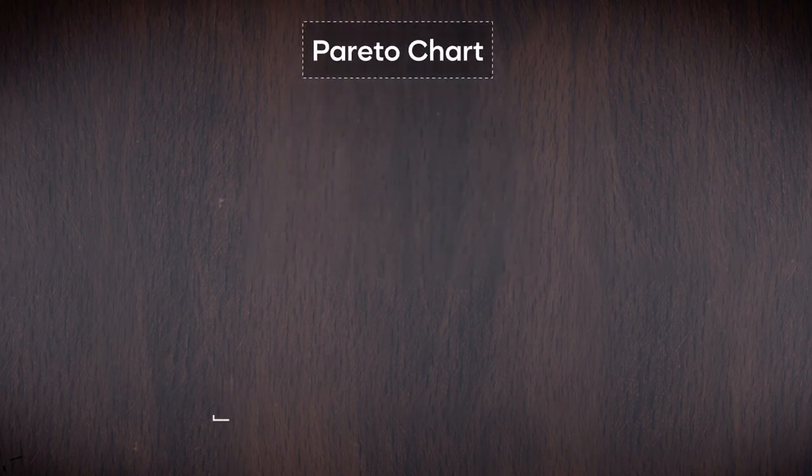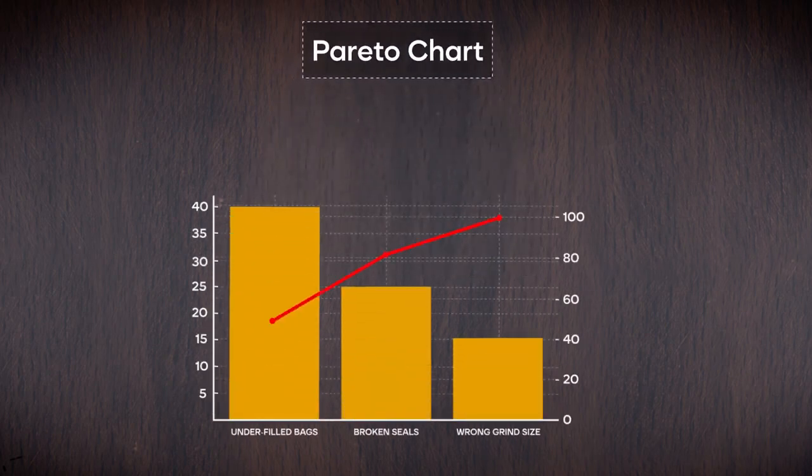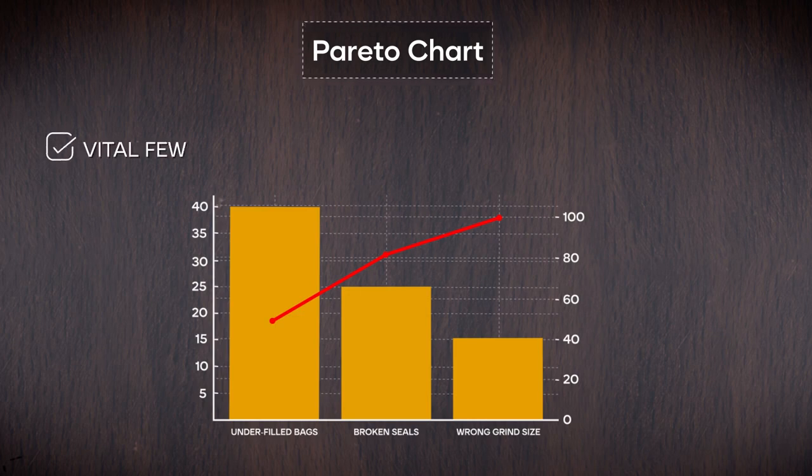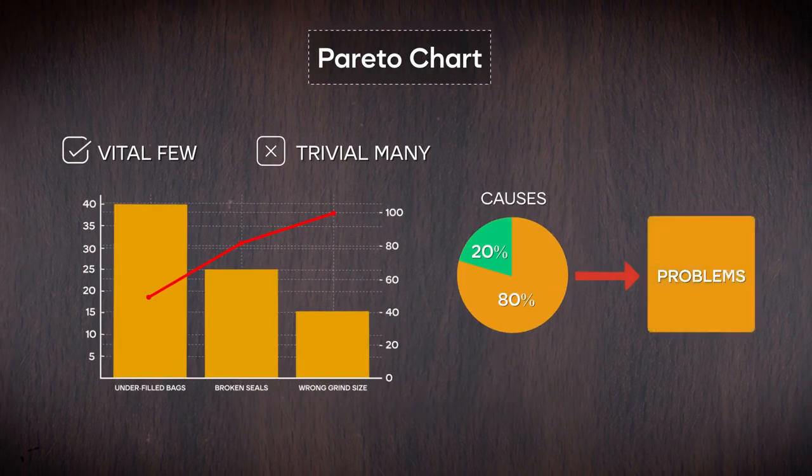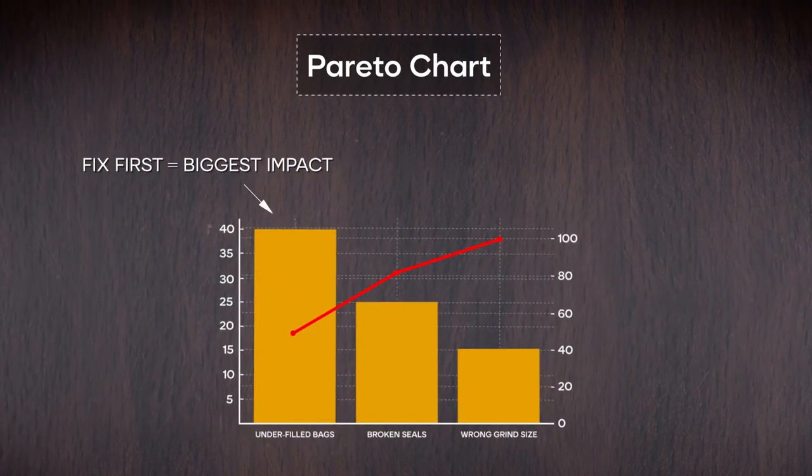A Pareto chart is a special type of bar chart used in quality improvement. It basically helps you focus on the vital few causes of a problem, instead of spreading your energy across the trivial many. It is based on the Pareto principle, also called the 80-20 rule, which means that roughly 80% of problems come from 20% of causes. So if you fix the most frequent or impactful issues first, you eliminate the majority of your problems. Okay? So now we have some sort of idea.